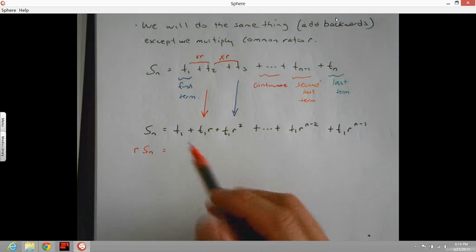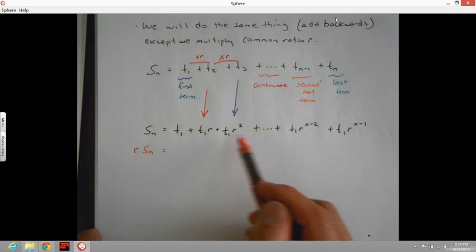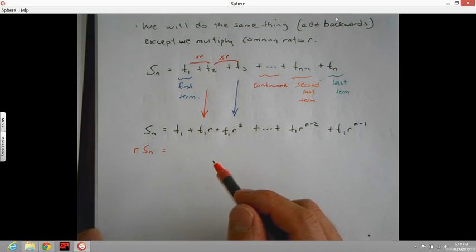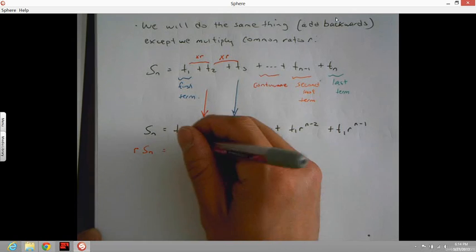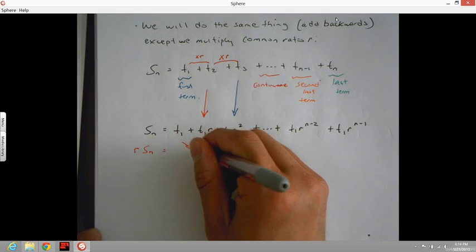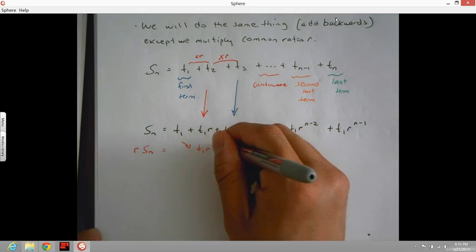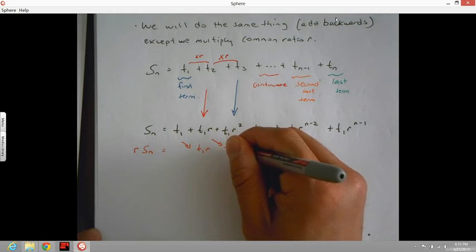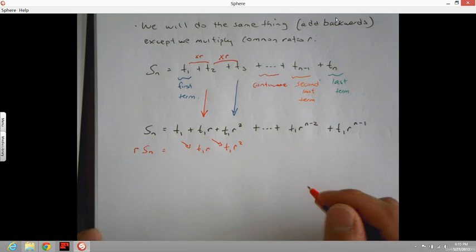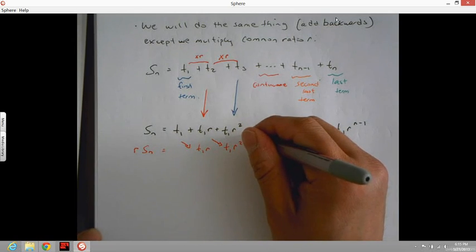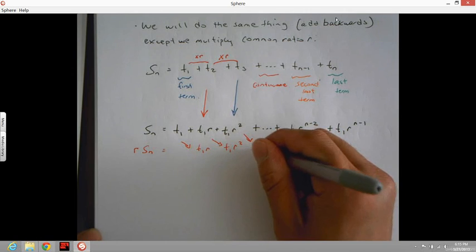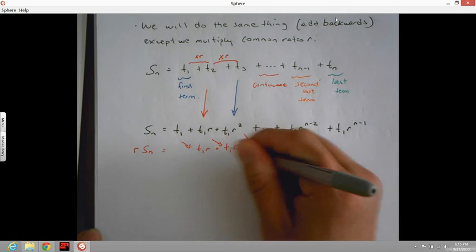I'm going to take every single one of these terms, I'm going to multiply it by r. So I take this T1, I'm going to multiply by r, and it's going to look like this. I'll have a T1r. Okay? I'm going to take this term, T1r, I'm going to multiply it by r again. It'll be T1r squared. And so forth and so on. I'm going to take this T1r squared, I'll multiply by r. I'm going to get T1r cubed. And I'm going to put plus signs in between these guys, okay?